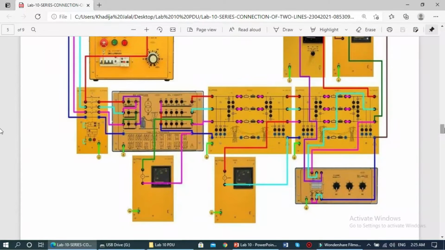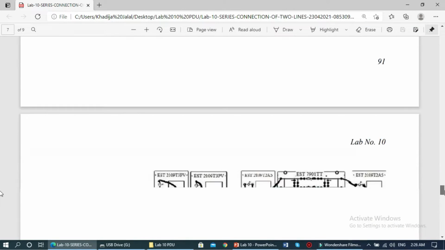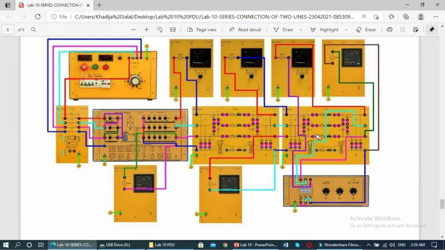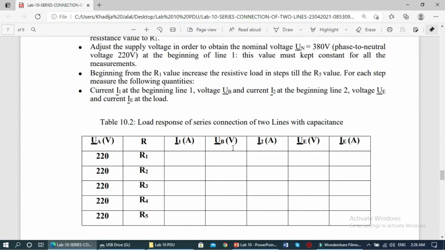In the next part, in the next circuit you can see clearly that the same circuit will be patched, but the only difference is that here the bridge plugs will be inserted, and we will then measure the voltages and current on the sending side and also on the receiving side by increasing the load resistance from R1 to R5. So by increasing the load resistance, we will measure the voltages and current on the sending and receiving side, and we will see the effect of the load response of series connection with capacitance and without capacitance.